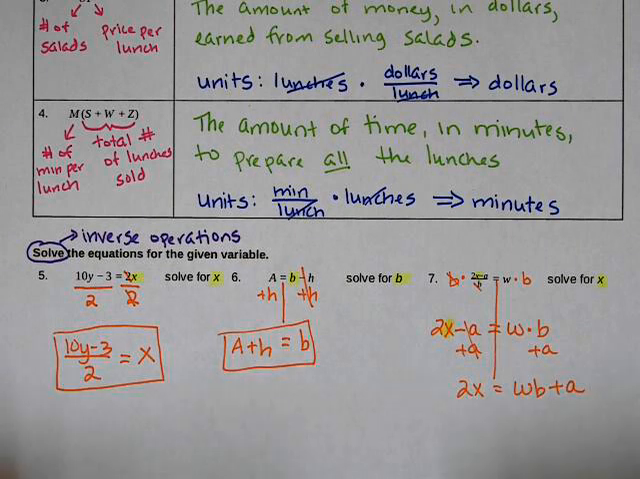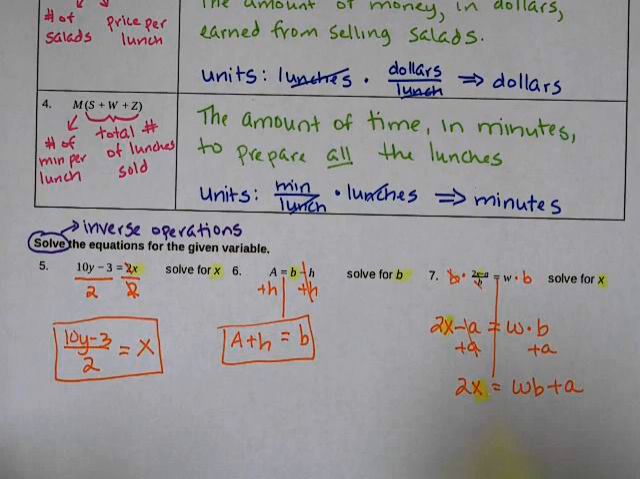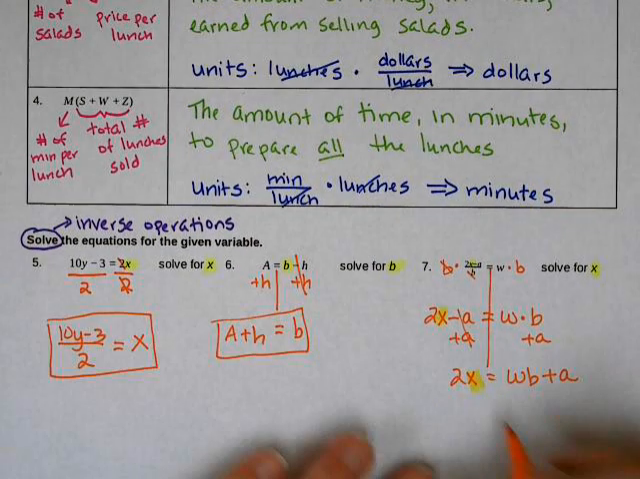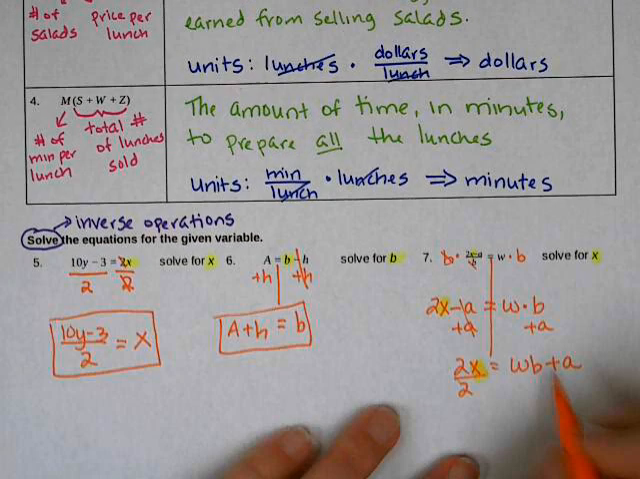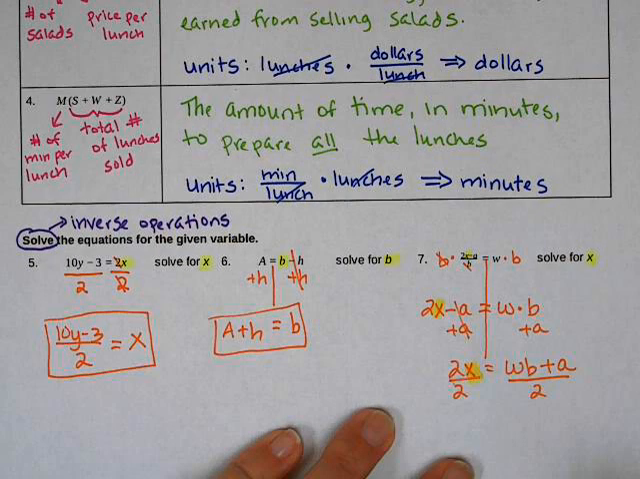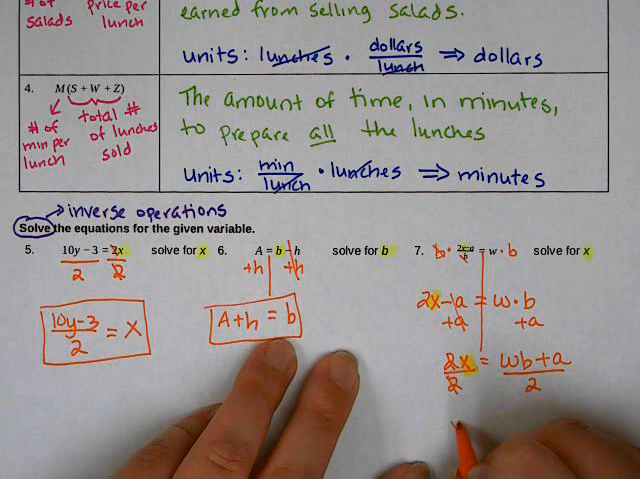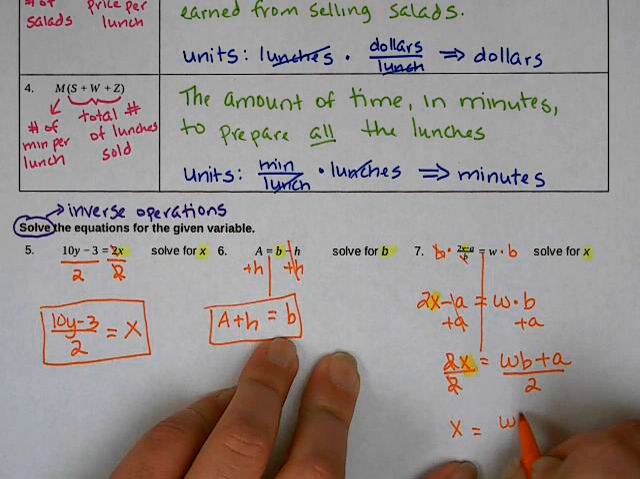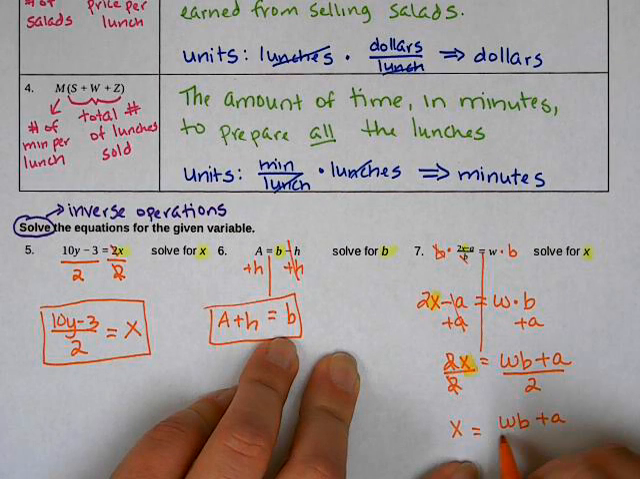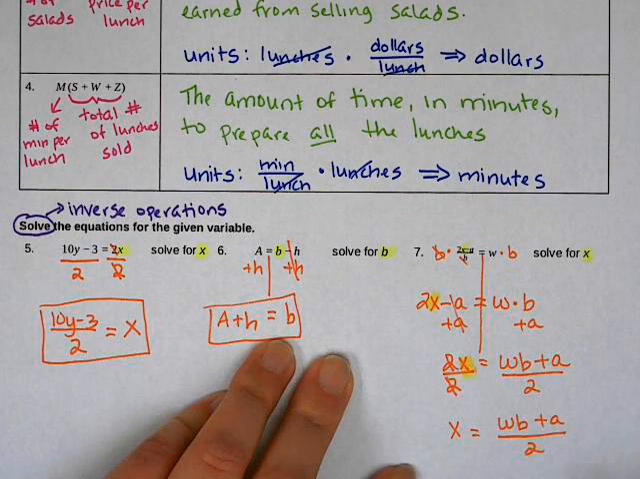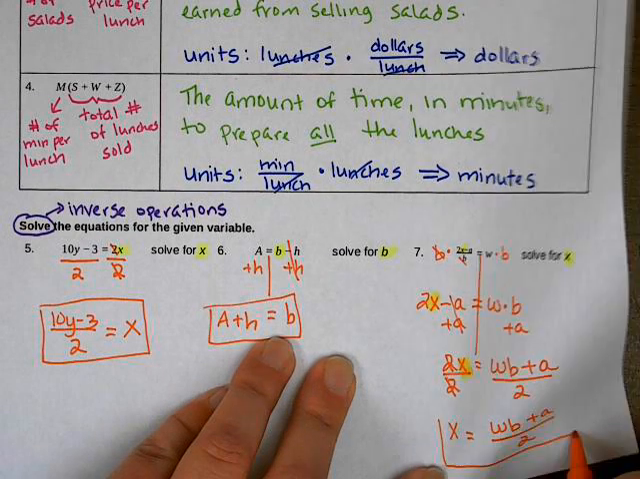Now I'm getting closer to having x by itself, but it's still not quite alone. Right now I still have 2 times x, so the way to get rid of that 2 is going to be to divide everything by 2, so that the 2 will cancel out, and I'll be left with x equals wb plus a all over 2. And that is our final answer for that one.